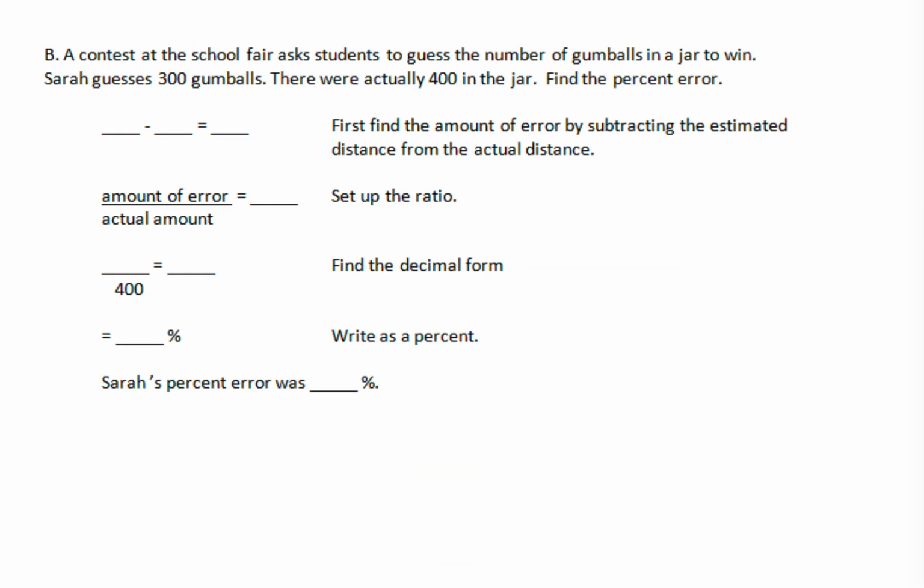All right, here's our next problem. A contestant at the school fair asks students to guess the number of gumballs in the jar to win. Sarah guesses 300 gumballs. There were actually 400 in the jar. Find the percent error. Go ahead and pause the video and try this problem on your own.